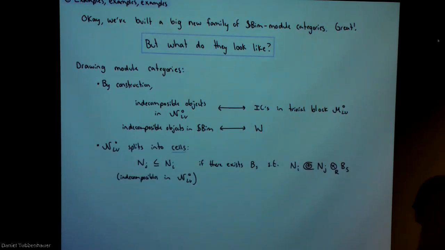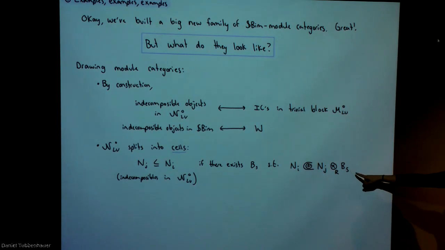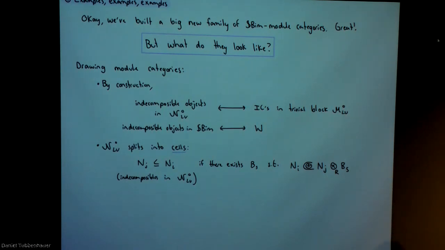And we can take this category and split it into its cell decomposition. This is just a generalization of Lusztig cells in the categorical notion. We have a partial order on the indecomposables given by asking when one shows up as a direct summand in the tensor product of another with some indecomposable in our acting category. And then this lets us split our category into cells.